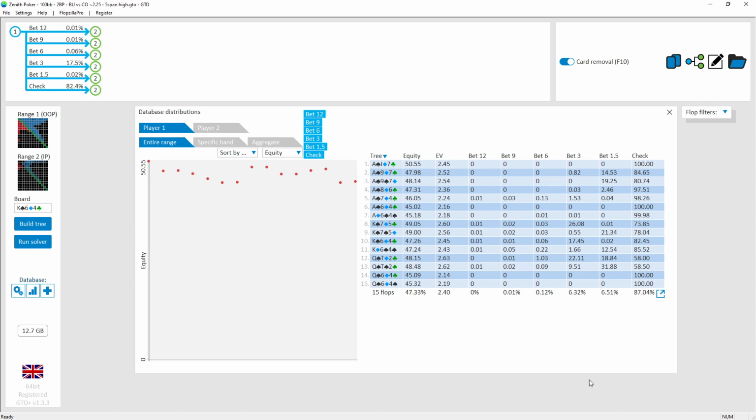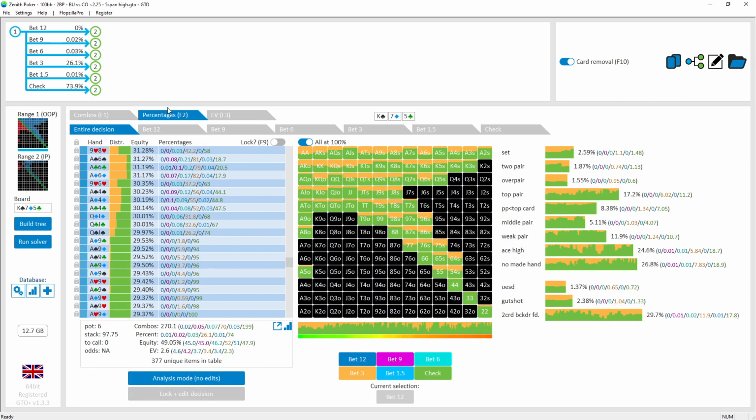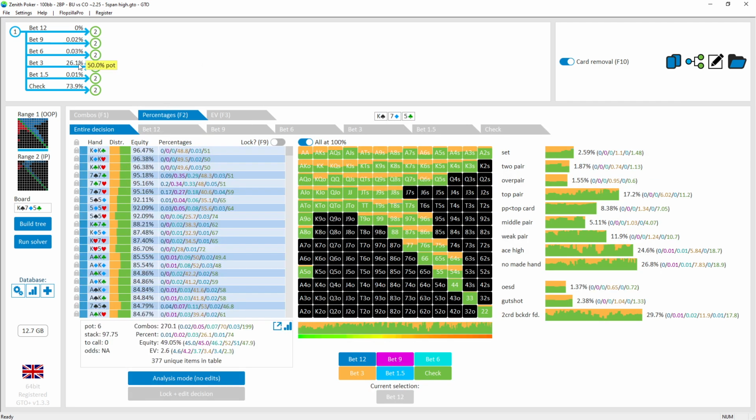So we can go and have a look at some of these boards, looking at the checking frequency and the betting strategy for the cutoff. Let's go and drill into king 7-5. That looks a bit interesting. King 7-5 rainbow. Bet size of about half pot is being liked by this simulation.